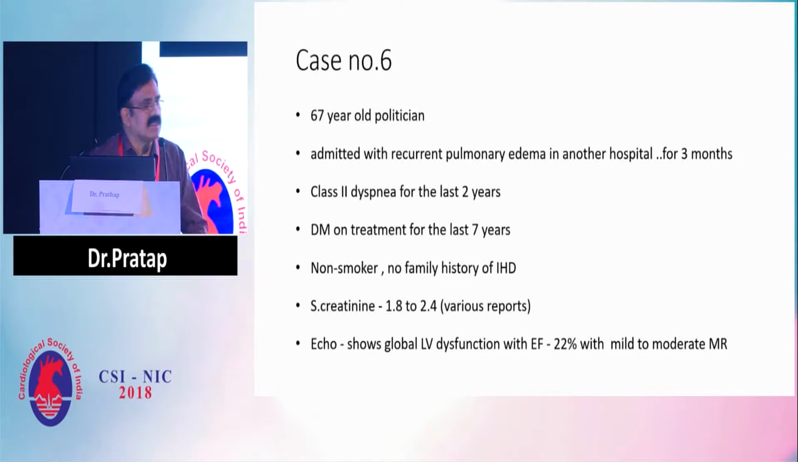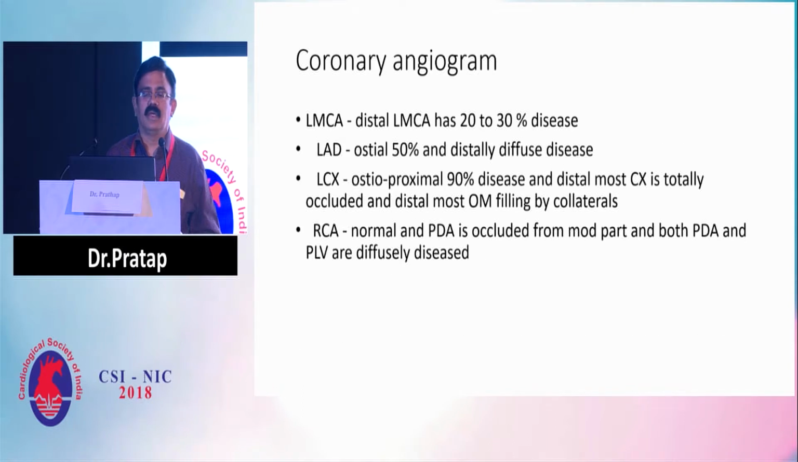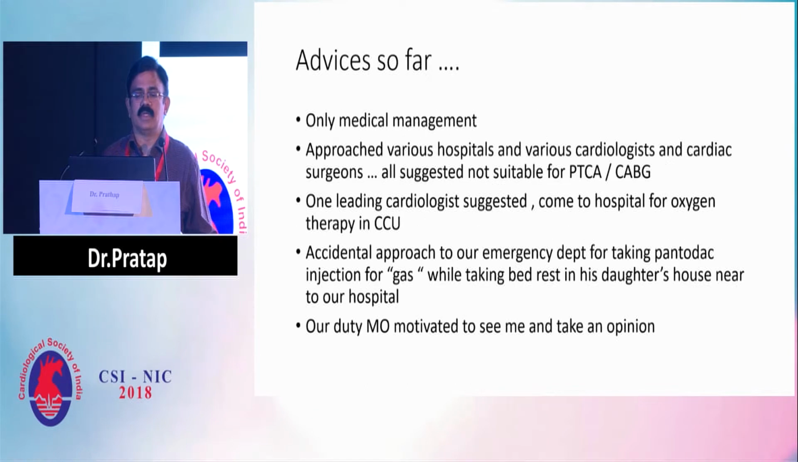This one is actually a 67-year-old politician, class 2 dyspnea. Creatinine is 1.8 to 2.4, various reports, global LV dysfunction, and EF of 22% with a mild to moderate MR. LMCA, distal LMCA 20 to 30%, ostioproximal 90% circumflex, and RCA normal and PDA is occluded from the mid part, and both PD and PLV are diffusely diseased. Advice, only medical management, approached various hospitals and various cardiologists. The accidental approach to our hospital led him to see me.